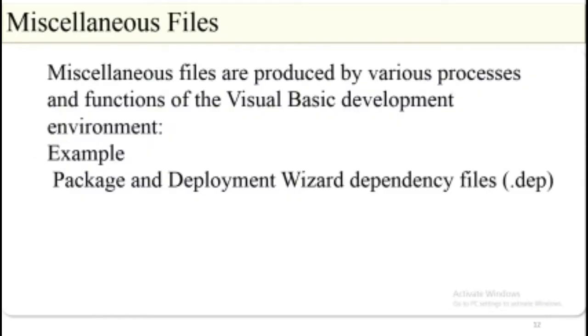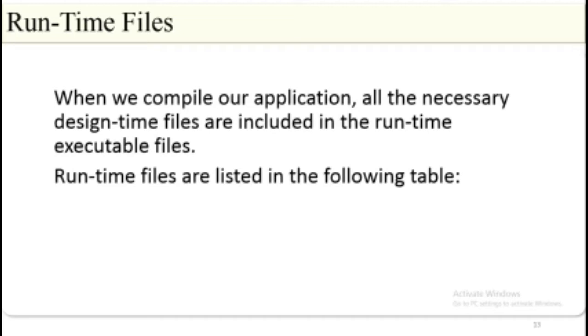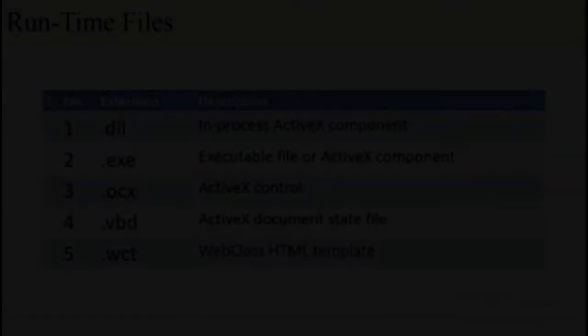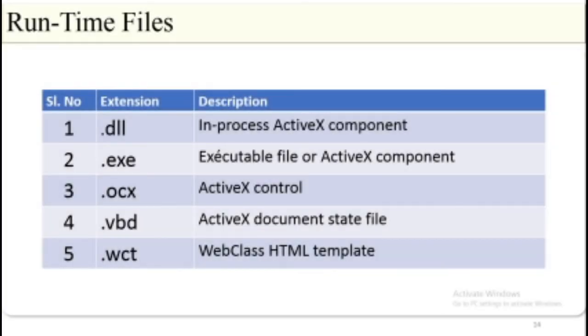During other processes, miscellaneous file extension names are also used in VB.NET. During runtime, some special files are created in VB.NET, and it's necessary that design time files are also included in the runtime executable files. The runtime executable files have extension names like DLL, that is Dynamic Link Library, .exe, .ocx, .vbd, .wct, that is Web Class Template File, etc.